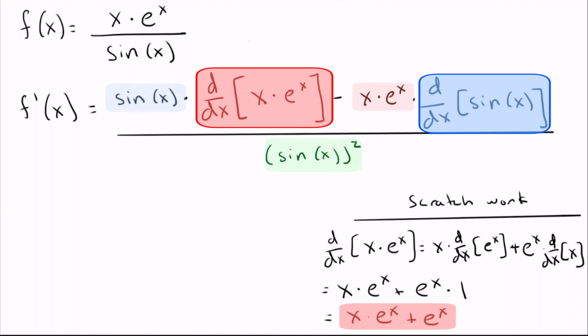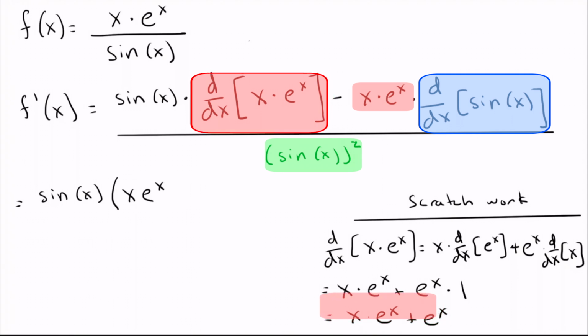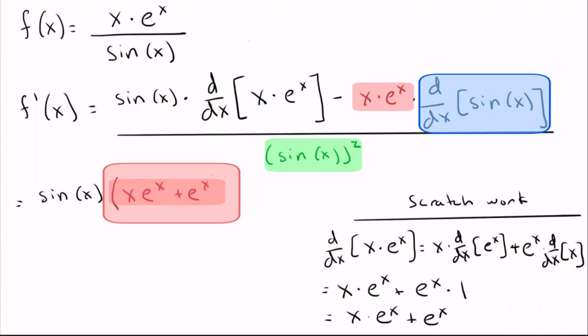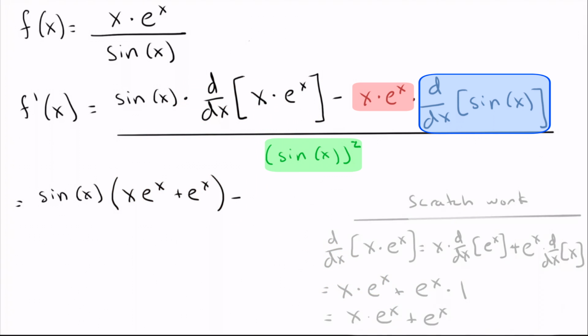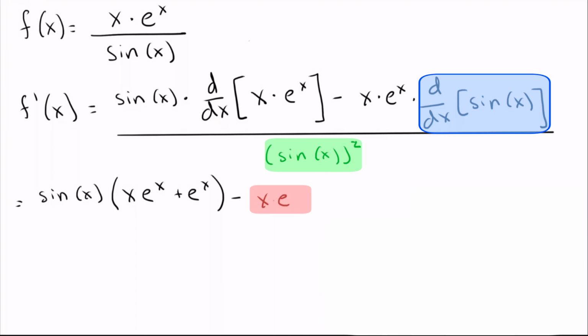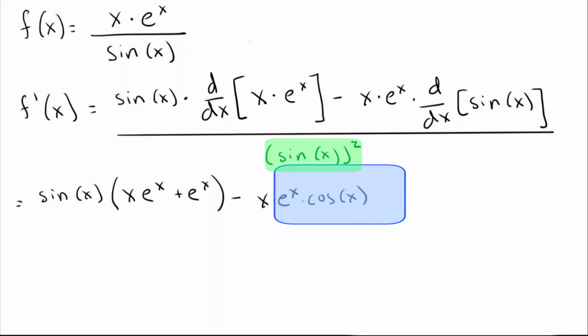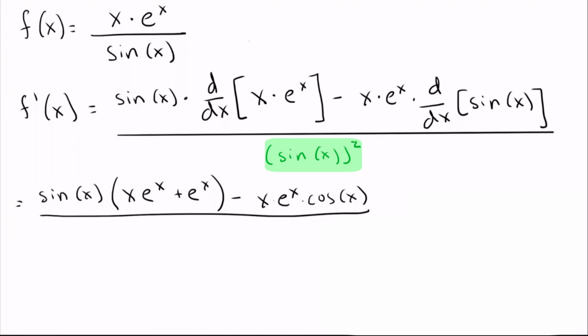So let's just go ahead and start plugging it back in. What we see is we've got sine x times the derivative of x times e to the x, which we just did off to the side. And so we'll go ahead and just copy that in there. And then minus x times e to the x. The derivative of sine x, again, just from your common derivative sheet, is cosine.